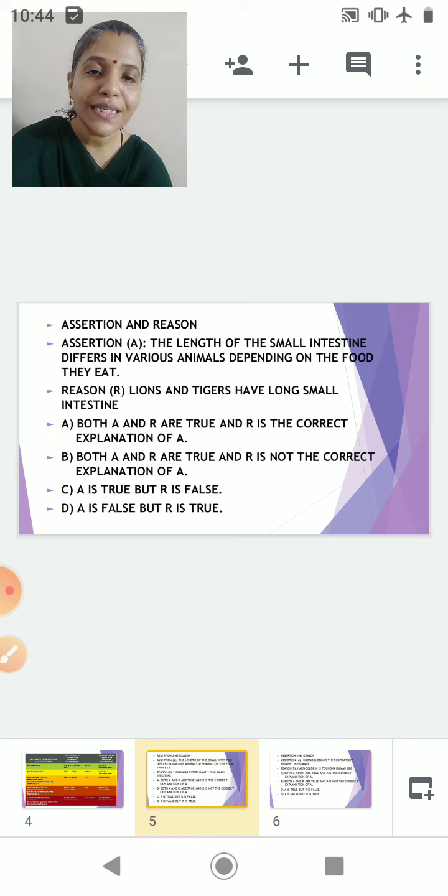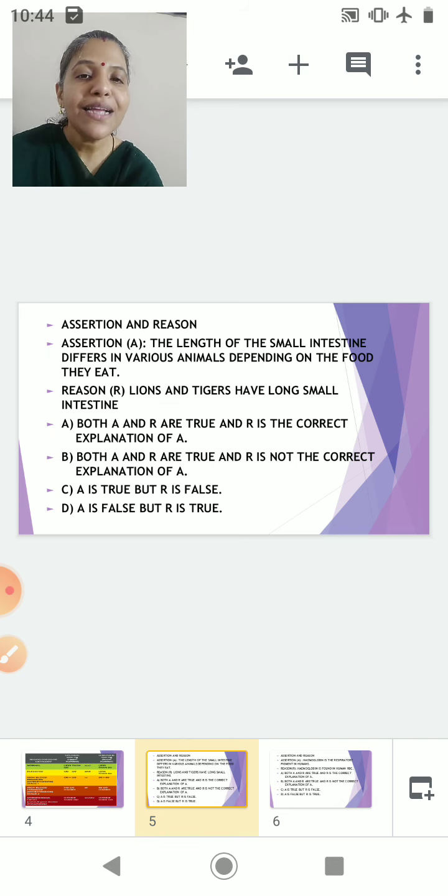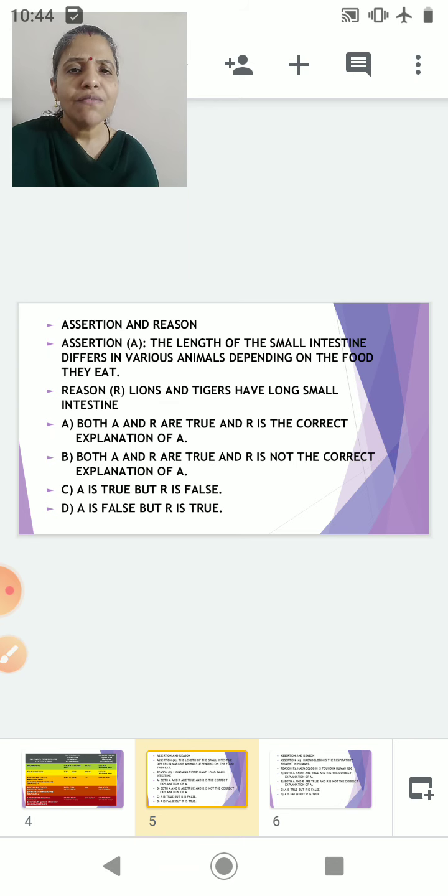The reason they are saying is lions and tigers have a long small intestine. Why should they have a long small intestine? Your lions and tigers are carnivorous animals. Where are they going to feed upon cellulose? They are not going to eat cellulose. They don't need to digest cellulose. So they don't need a long small intestine. Correct or not? They usually show the presence of a short small intestine. So the reason is wrong. So your assertion is correct and the reason is wrong.